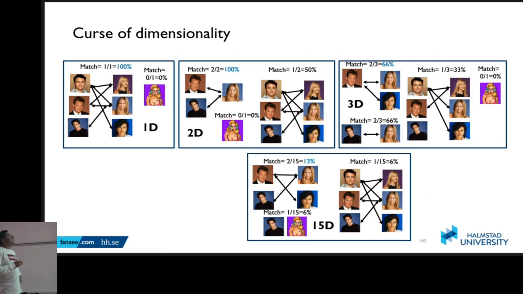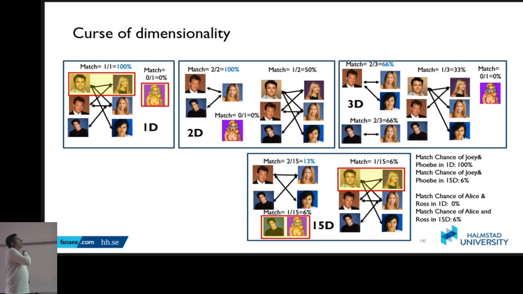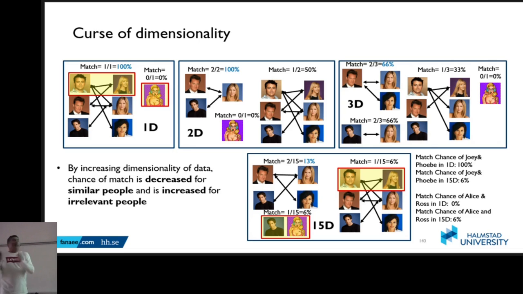So let's compare four cases. You can see that, let's investigate this case. Joey and Phoebe have a 100% chance in one-dimensional space. Their chances decrease to 6%, 1 divided by 15. And then let's look at this example. Alice didn't have any chance in one-dimensional space, but then she has the same chance as Phoebe and Joey, 6%, right?